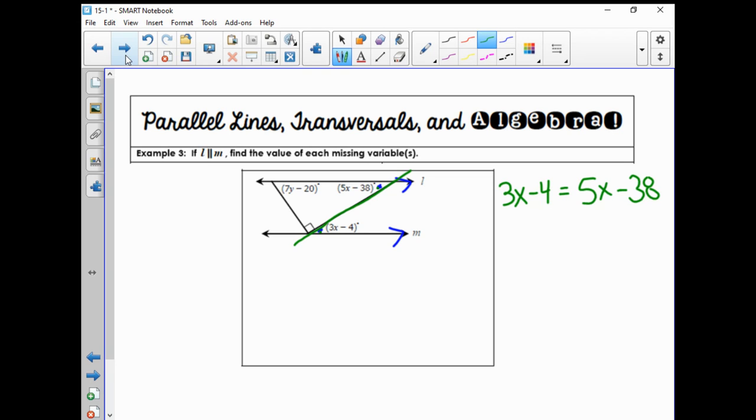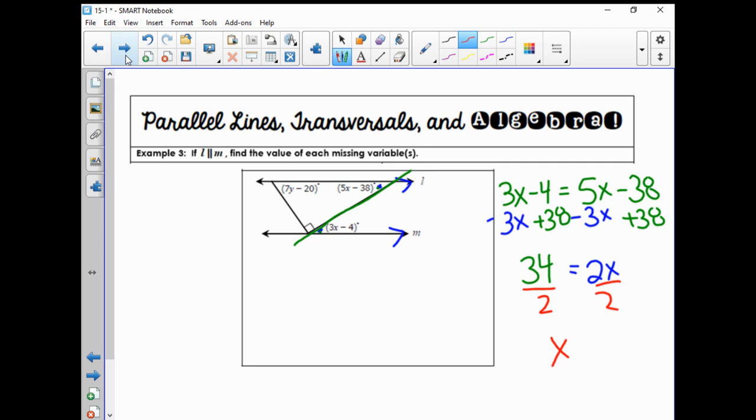And then we can go ahead and solve. Let's get our x's on the same side. I'm going to subtract 3x from both sides. So I have a 2x over here. And I'm also going to add 38 to both sides. So 38 minus 4 is 34. When I go through to divide by my 2, x is equal to 17. Okay, x is equal to 17.